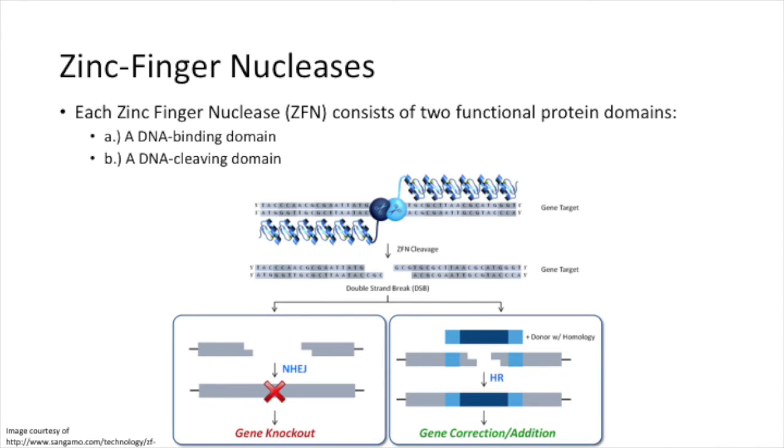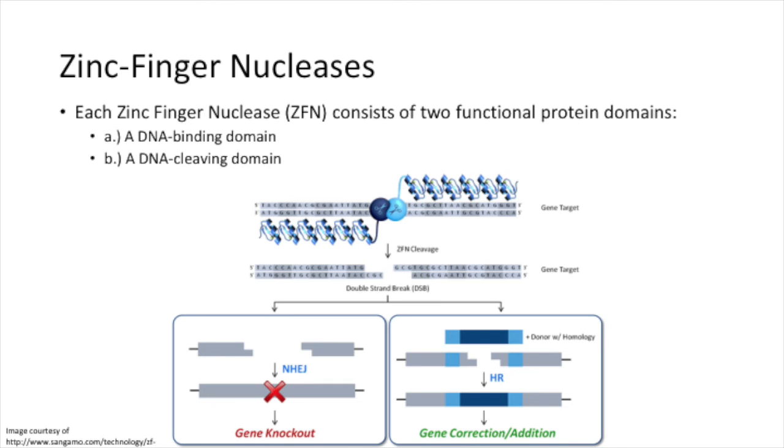A zinc finger is a small protein structural motif that is characterized by the coordination of 1 or more zinc ions in order to stabilize its protein fold. Using zinc fingers, we can create a zinc finger nuclease, or ZFN, which consists of 2 functional protein domains. The first, a DNA binding domain, which consists of eukaryotic transcription factors, and it also contains the zinc finger. The second, a DNA cleaving domain, which is comprised of the nuclease domain of FokI. The FokI restriction enzyme is responsible for the catalytic cleavage of DNA.